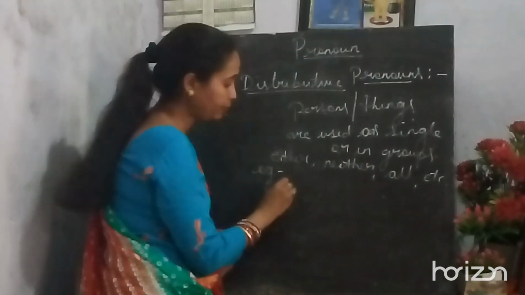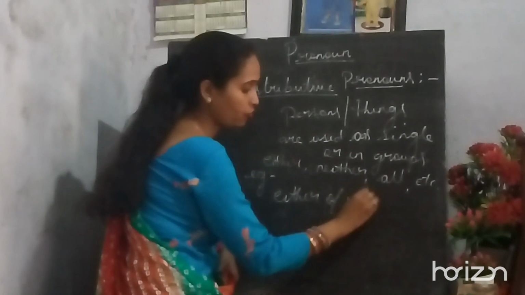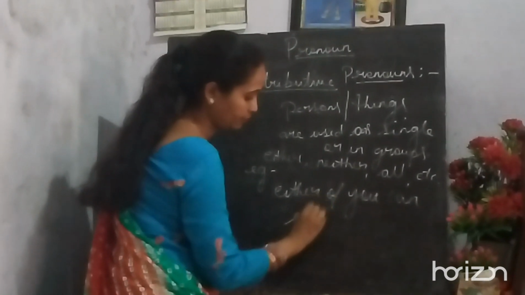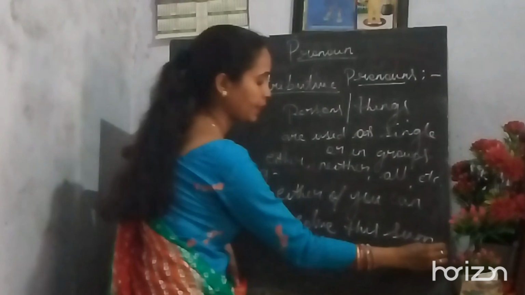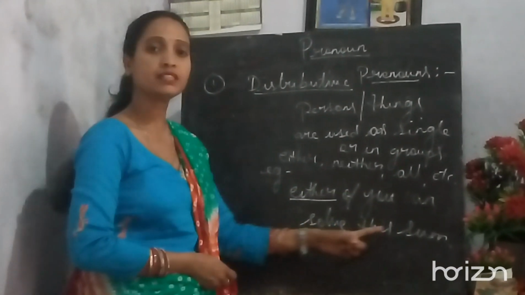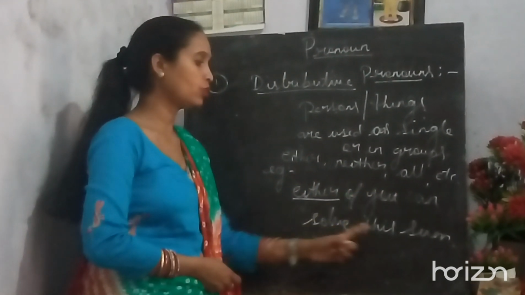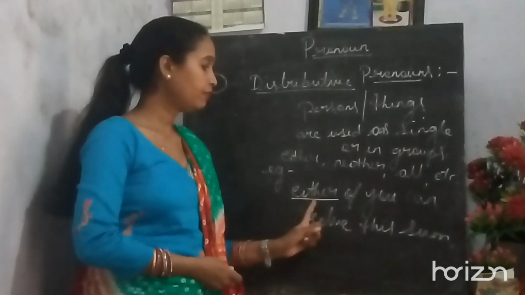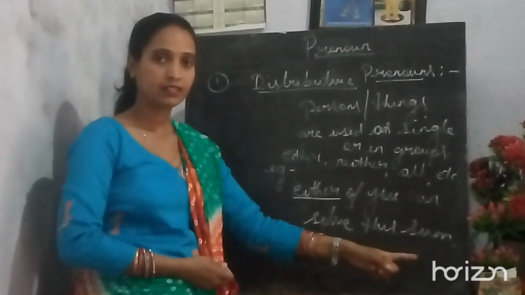The example will be: either of you can solve this sum. So we can use the sentence here, either of you can solve this sum. Or you can use neither of you can solve this sum, all of you can solve this sum, or everyone of you can solve this sum, like that.